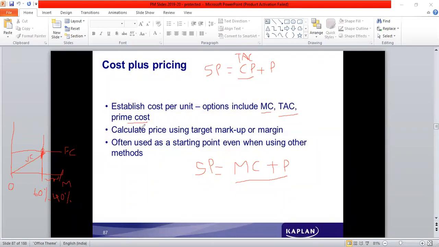So cost plus profit is conceptually the concept of adding a profit margin. A target markup or margin is added to the cost price, and the selling price is decided. So selling price is equal to cost price plus profit margin. Calculate price using target markup or margin, often used as a starting point even when using other methods.